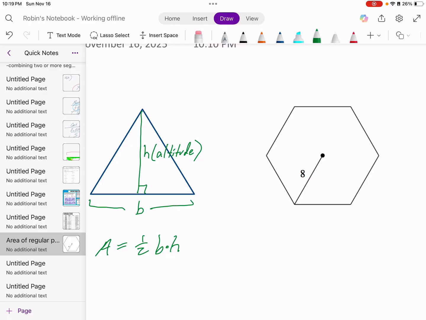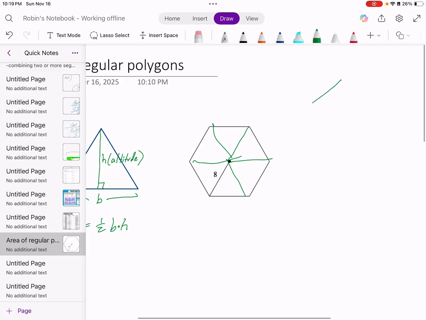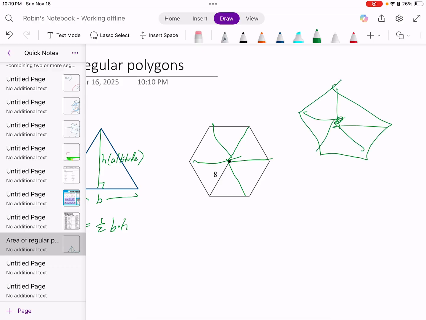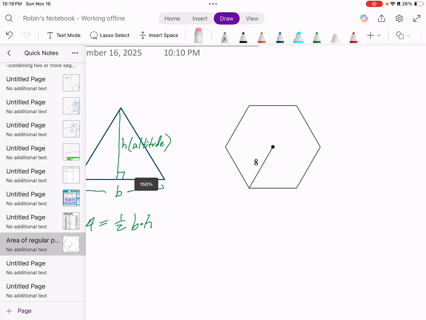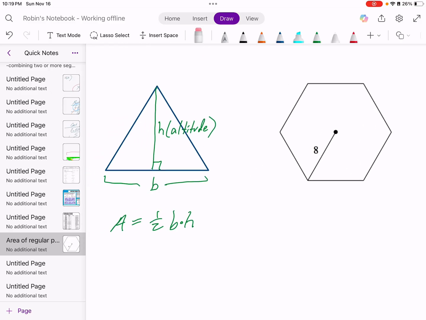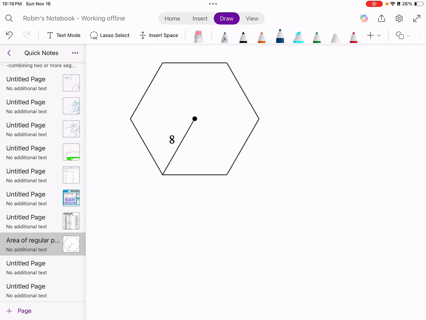So if I have this hexagon here, I'm going to have just 6 triangles, right? If I had a regular pentagon, I would have 5 isosceles triangles as well. They're all just going to be a whole bunch of the same triangles, which means if I have any regular polygon, I can just figure out what one of these triangles is.